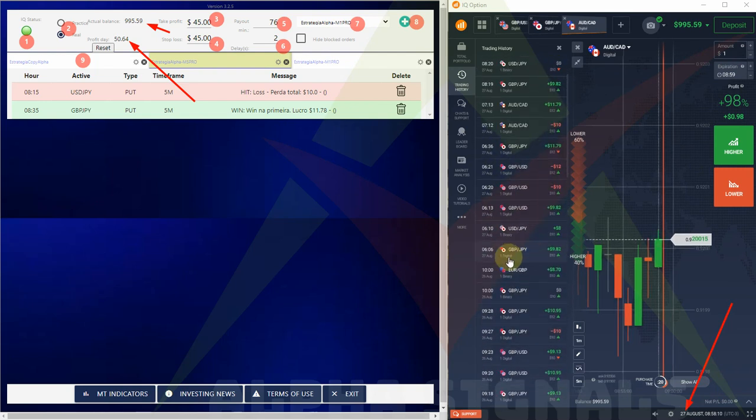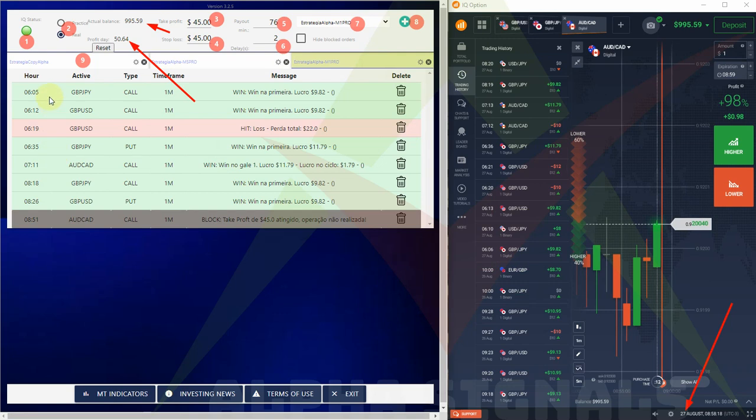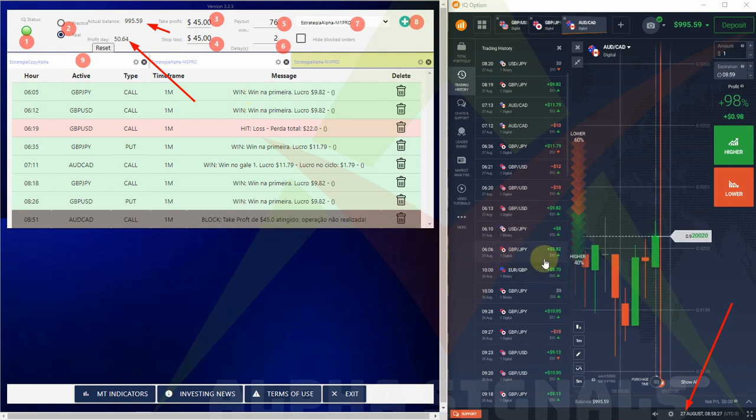This is right here. So this was the first trade that started with GBP. It was a 1-minute trade, so it must be this one. There you go. So GBP, it won. There it is. And then we had another win of GBP again.